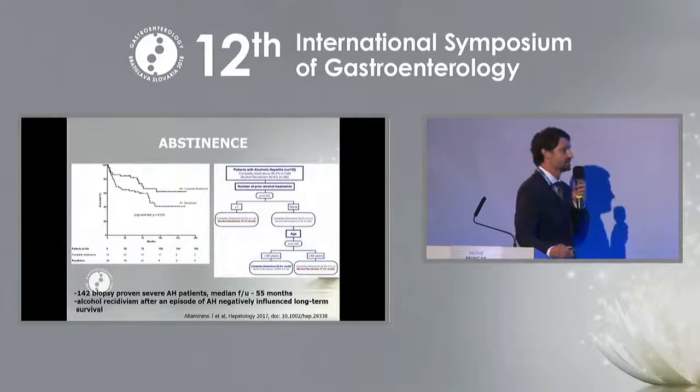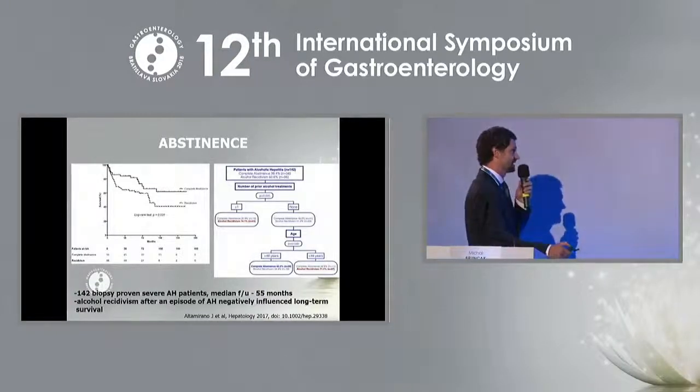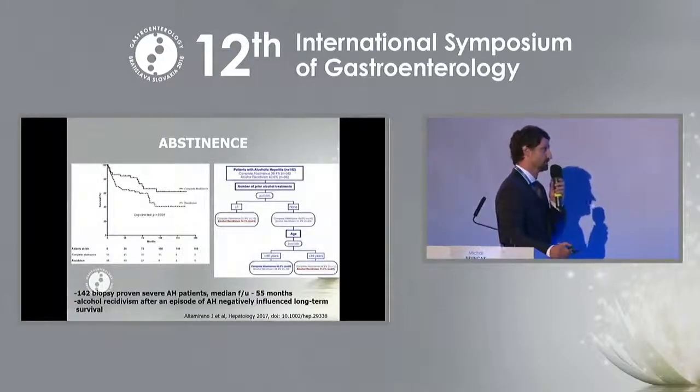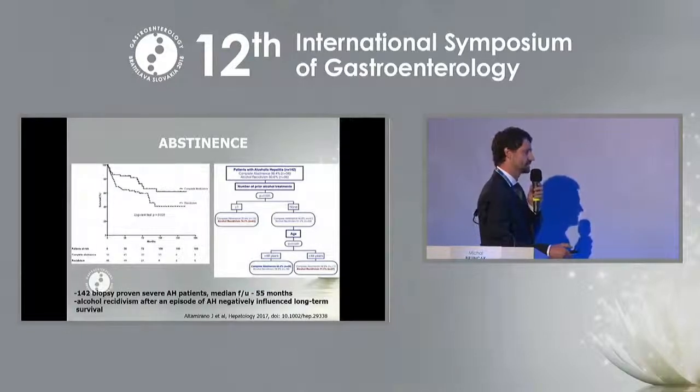There are not many studies. Basically, this is the one study that looked at the effect of abstinence on long-term survival. So if patients survive an episode of severe alcoholic hepatitis and they abstain from alcohol, there is a statistical significance in survival up to follow-up. Median follow-up was 55 months.